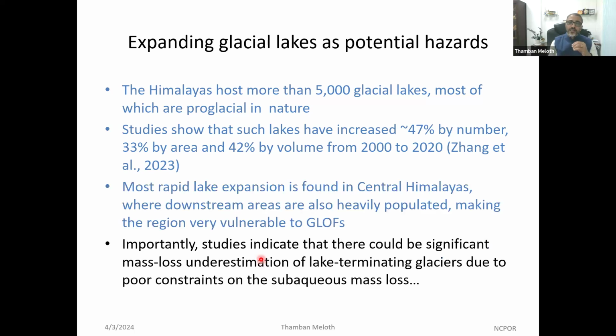And importantly, the studies also indicate that there could be a significant mass loss underestimation itself. What we know could be only a tip of the iceberg, because one of the recent studies indicates that there could be a significant underestimation in the mass loss in the lake-terminating glaciers, basically because of the poor constraints on the subaqueous mass loss, because most of the time we use satellite data which does not give you information about what is below the water.